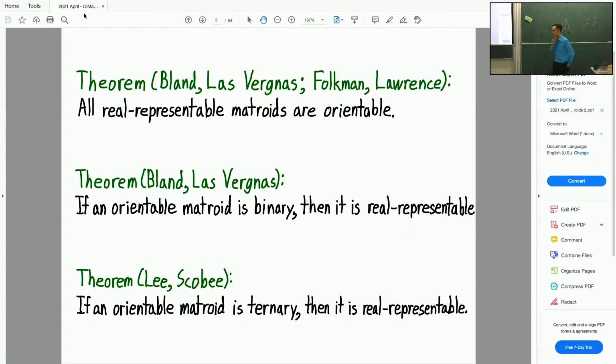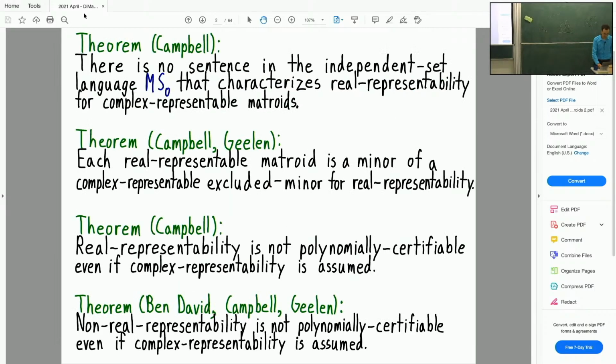So all this, the hardness result, is about deciding whether or not a matrix is real-representable, right? And for this polynomially certifiable thing, are you assuming that the matroid is given by an independence oracle? Yes, an independence oracle. So you're not assuming that the matrix representation is given. No. Another question: what about deciding whether a matroid is orientable? Are there known results?